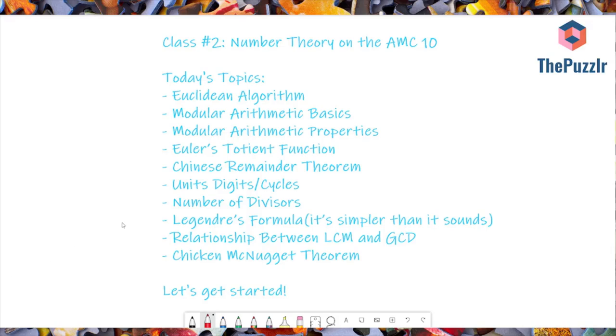In today's class, we'll be trying to get through as many number theory topics that appear on the AMC 10 as possible. We'll be looking at the Euclidean algorithm, modular arithmetic basics and properties, Euler's totient function, the Chinese remainder theorem, unit cycles, the number of divisors that a number has, Legendre's formula, and the relationship between LCM and GCD. We'll also be looking at the chicken McNugget theorem. Let's get started.